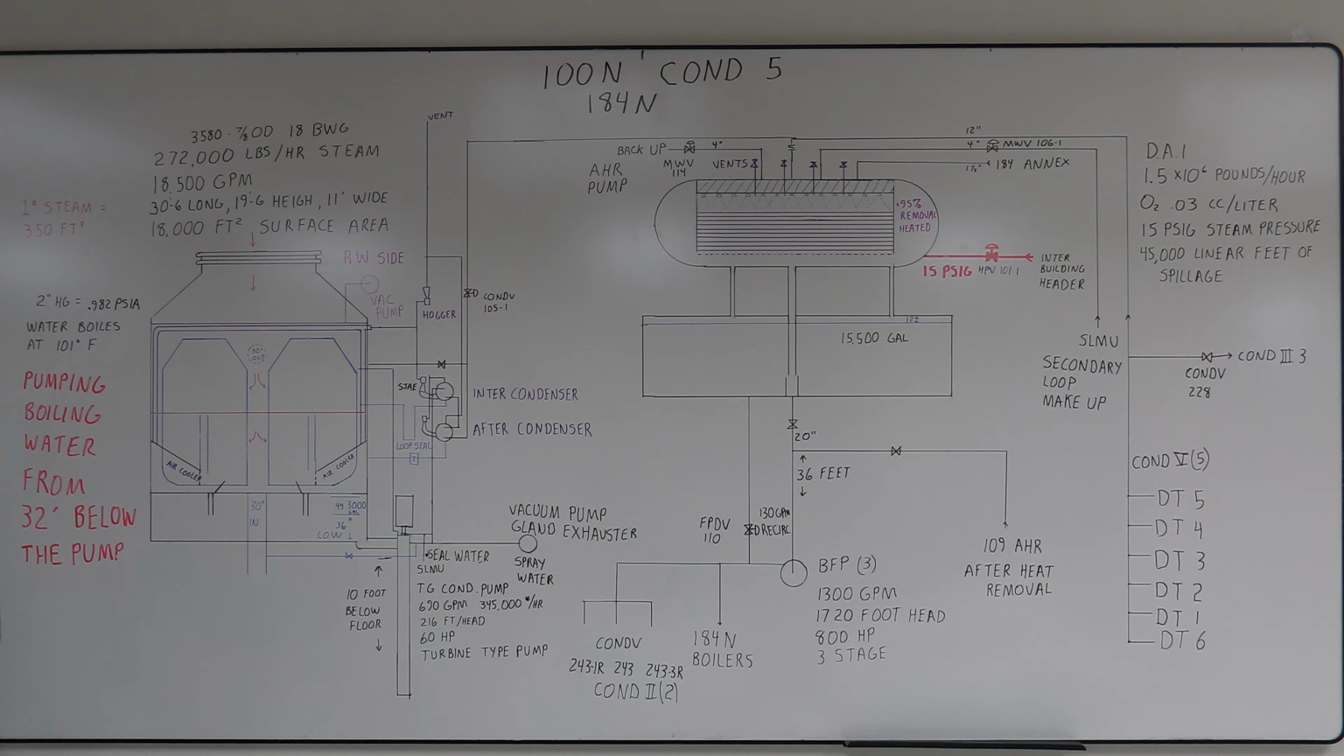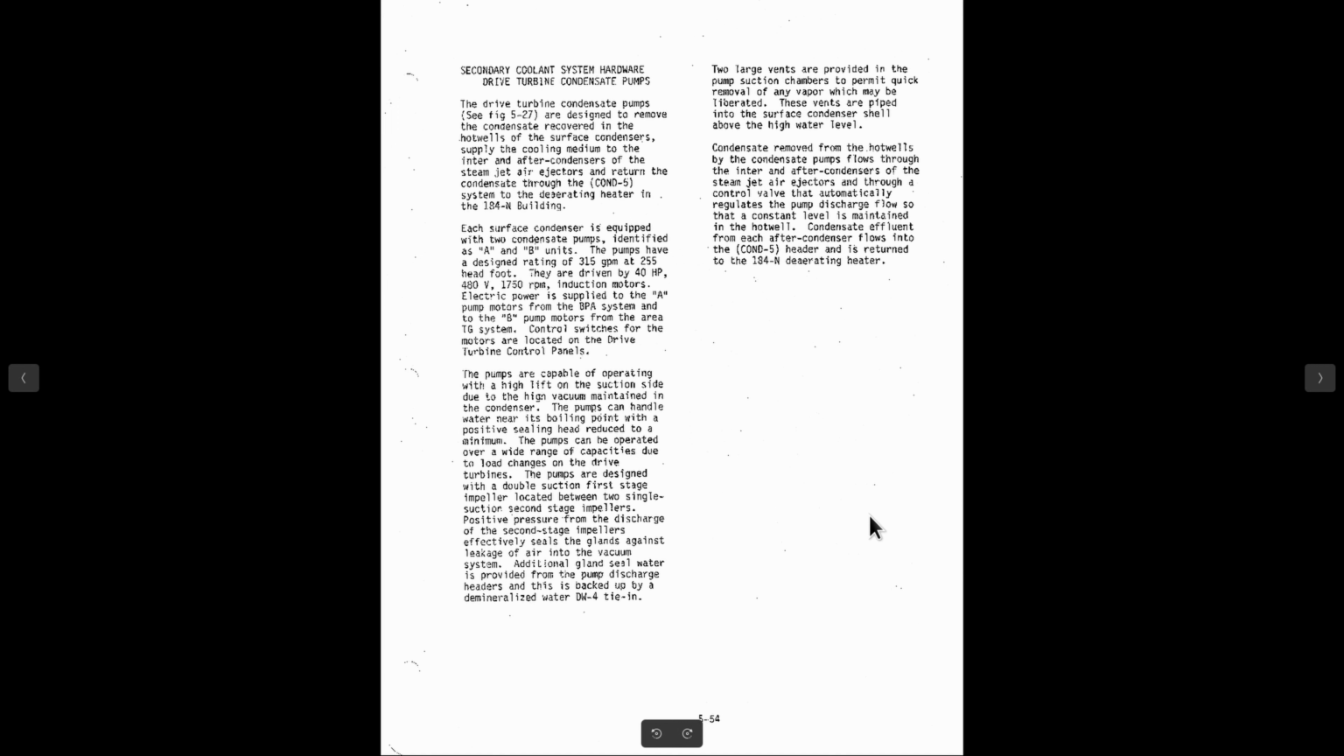Hope this wasn't too boring, but we combined a lot of stuff in the 184 and Condensate 5 because it's kind of a smaller system. This is the slideshow for Condensate 5. I'd say most of this was in the 184 building. Just some of the specs on the turbine generator surface condenser. A lot of this we had on the whiteboard. This was the drive turbine condensate pumps. I don't know if we showed this in Condensate 4 or not, but we threw it back in here. If you're interested, you can stop the video and read this.